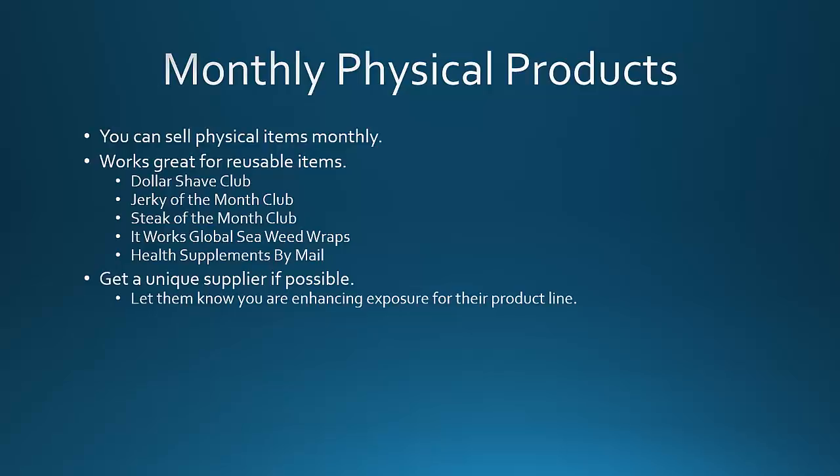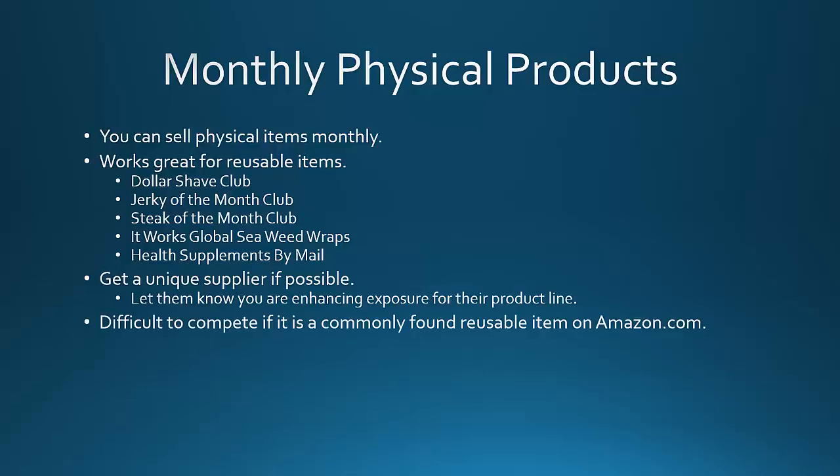Let them know what you're going to be doing. Let them maybe explore your membership to see that you're able to really provide their product to a large volume of people. So let them know that you're enhancing exposure for their product. Everybody likes exposure. It's difficult to compete if it's a commonly found reusable item on Amazon.com. So do some checking. If you're finding these reusable items commonly on Amazon.com, it's going to be a little bit difficult to compete. So look at your competition that's out there.